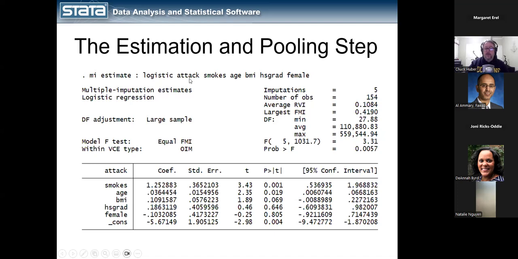If I just wanted to fit a logistic regression model, I would just type logistic attack followed by the covariates. In order to use the imputation data sets, I just type MI estimate colon in front of that same command, and it just handles everything for me. It tells me the number of imputed data sets, the number of observations, and there are lots of numbers in here we're not going to go into today, but essentially it's used Rubin's rules to combine the results across all of those data sets into one set of results.